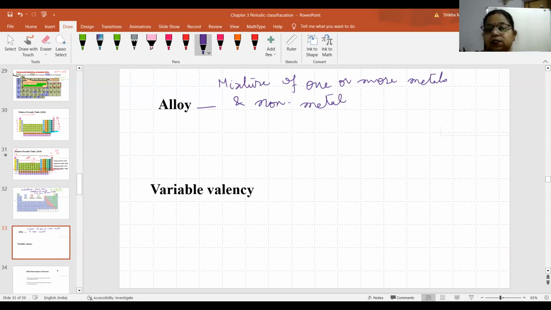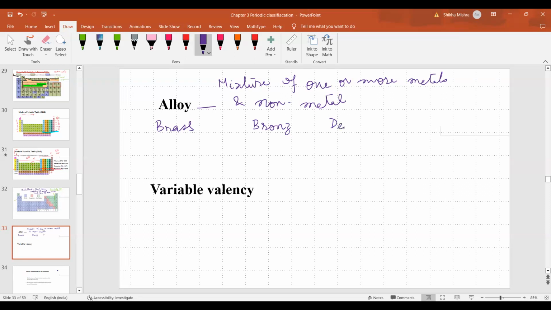Have you heard about what is a brass, bronze, dental alloy? Can somebody tell me what is brass? What is bronze? Just say we say that somebody has won a bronze medal in the Olympics, or our school team won the gold medal, silver medal, and the bronze medal. What is brass and bronze? Ma'am, brass is the alloy of copper and zinc.